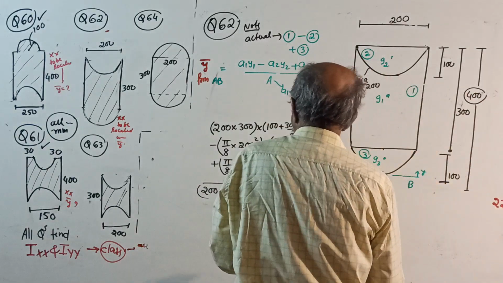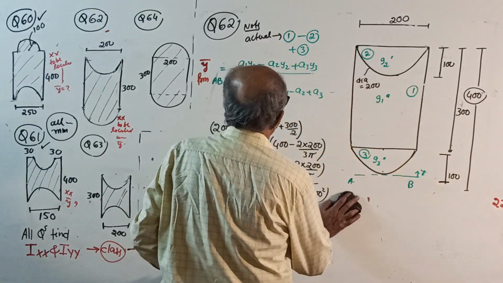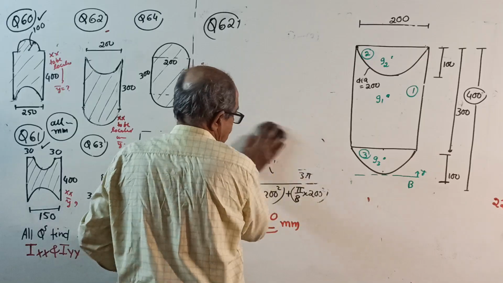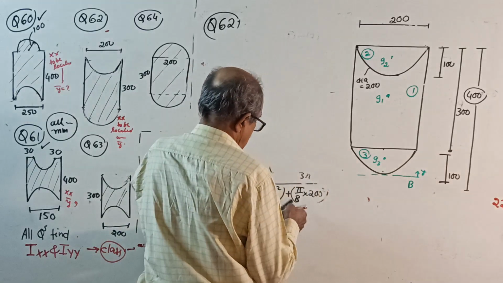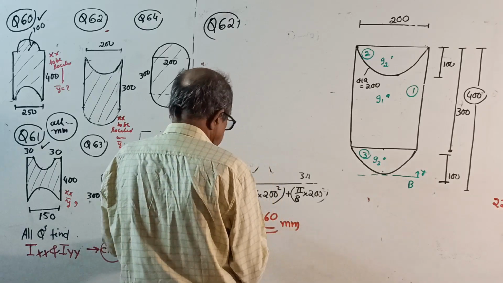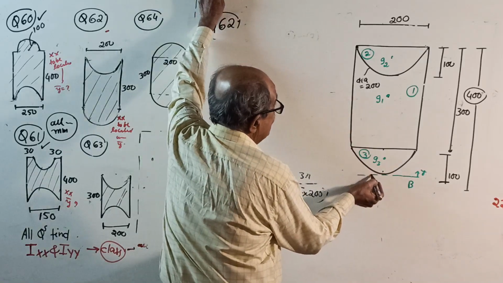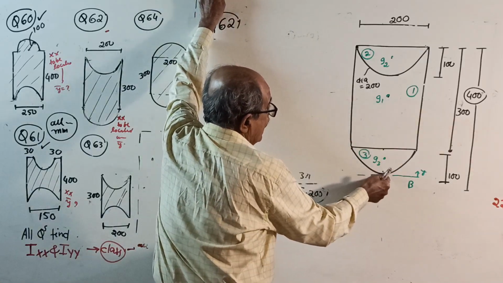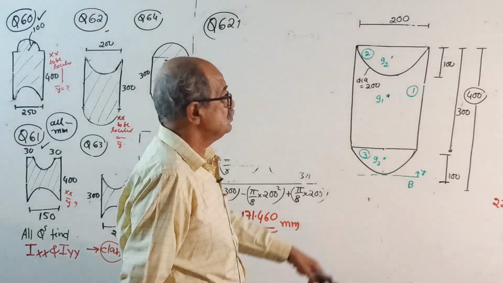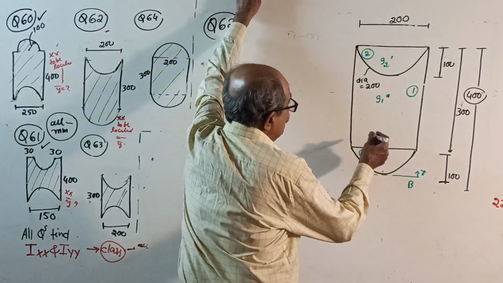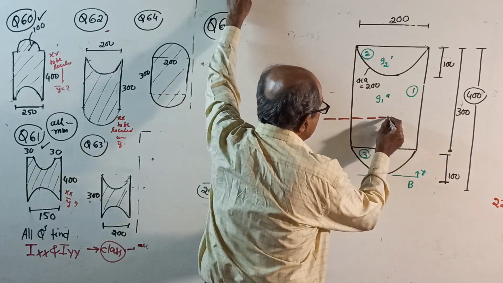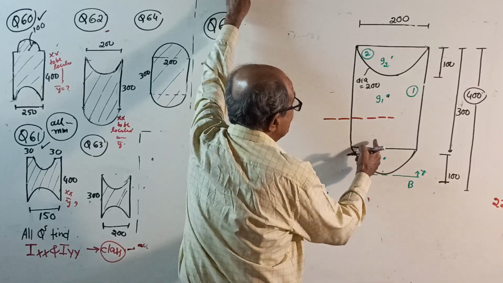So now locate it. 171.460. Where is it? You have to observe it. From here to the centroid is 100 plus 150, which is 250. So it is less than that one. So 171, it is a little on this side. See here, 71. This is 1.